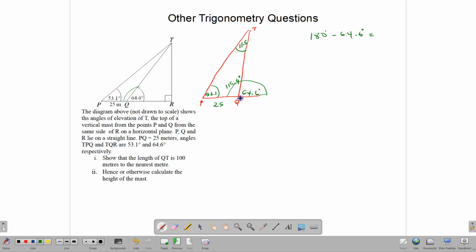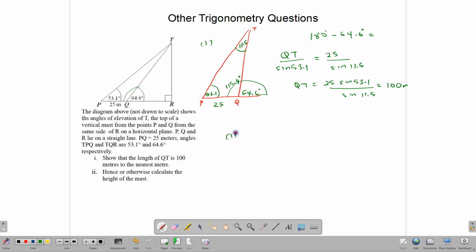Applying the sine rule would tell us that QT over the sine of 53.1 would be equal to 25 over the sine of 11.5. And cross multiplying this gives us QT times sine of 11.5 is equal to 25 sine 53.1, which tells us that in the end, QT is going to be equal to 25 sine 53.1 divided by the sine of 11.5. And once you punch that in your calculator, you would get that QT is approximately 100 meters. It's actually 100.23, but when you round that off to the nearest meter, as the question says, you end up with 100 meters. So we have found part one, which is to find the length of QT.